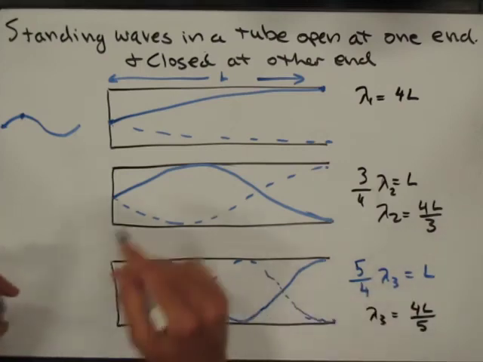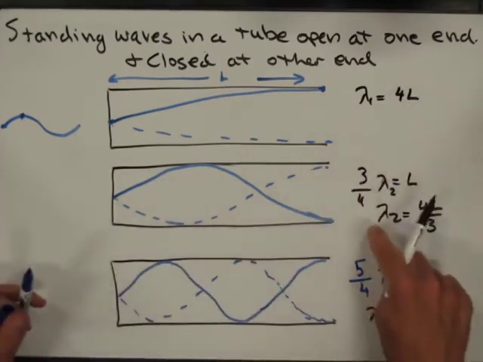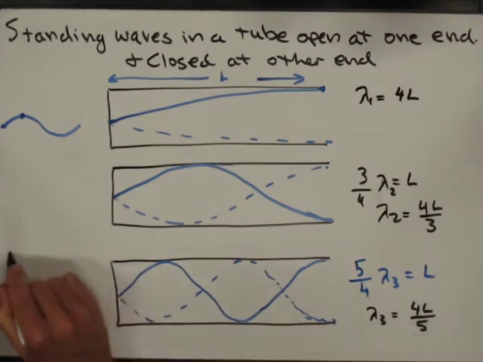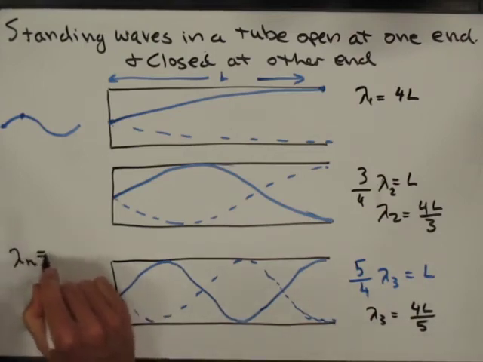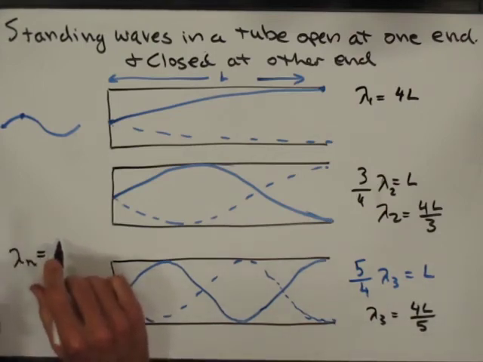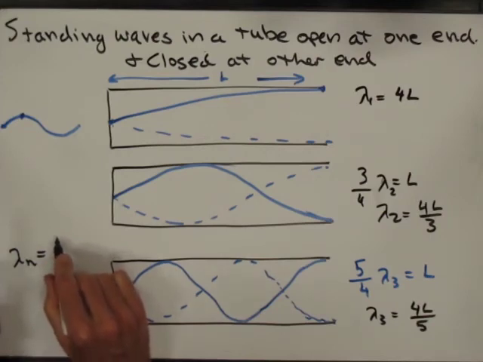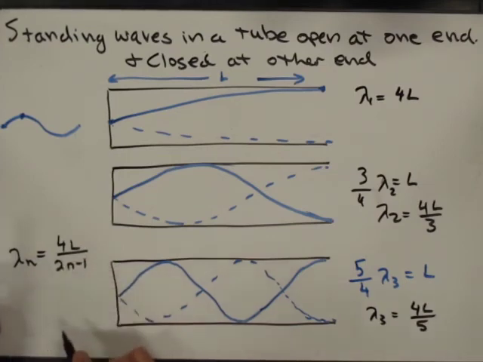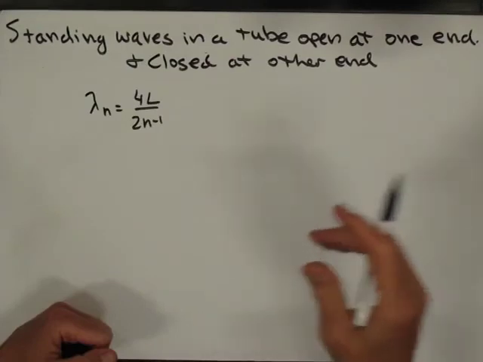And now you can start to see lambda 1 is equal to 4L, lambda 2 is equal to 4L over 3, lambda 3 is equal to 4L over 5, lambda n is equal to 4L over 2n minus 1. Something like that. That's our wavelength, and I'll determine the frequency here in just a second.